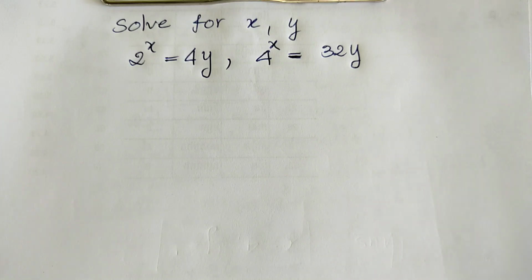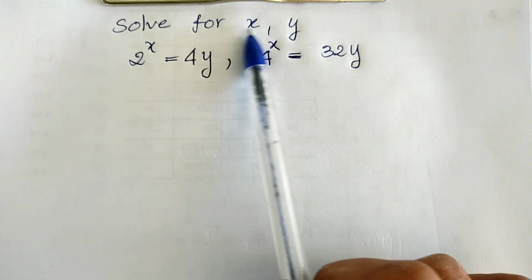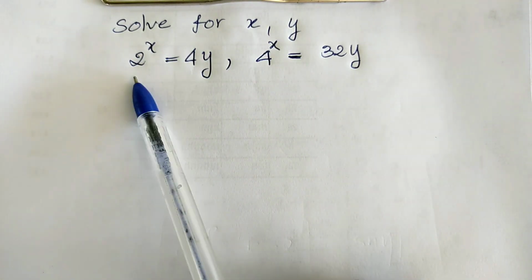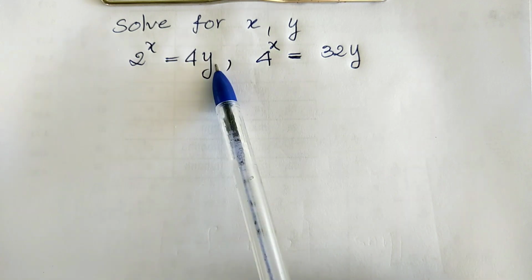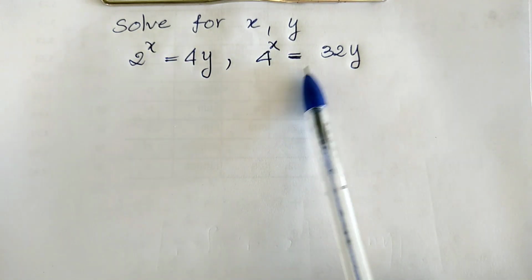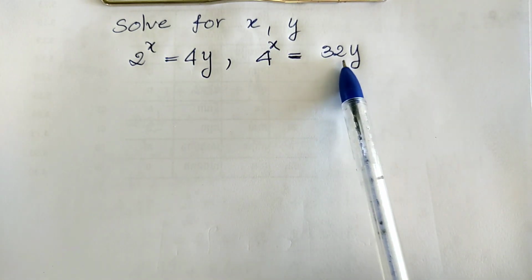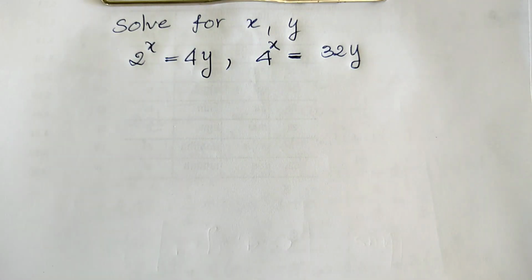Today I have an exercise on paper. So for y, we have 2 power h equals 4y and 4 power h is equal to 32y. Do you know how to solve this? If you know, please do it. When you have done it, please come back to watch my video from beginning to end to verify your solution.